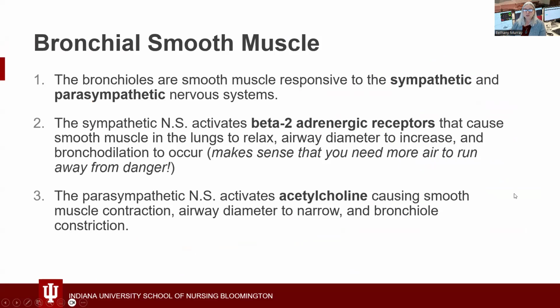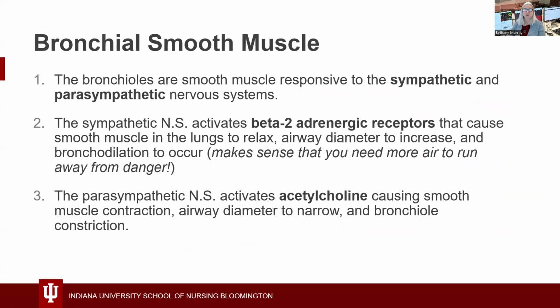Okay, so bronchioles consist of smooth muscle. We learned a lot about skeletal muscle, the muscles of the arms and the contracting. We have skeletal muscles between our ribs, but the bronchioles themselves are smooth muscle, and they're very responsive to sympathetic and parasympathetic nervous systems. The sympathetic nervous system will activate beta-2. Sorry, I know you've heard this a lot.